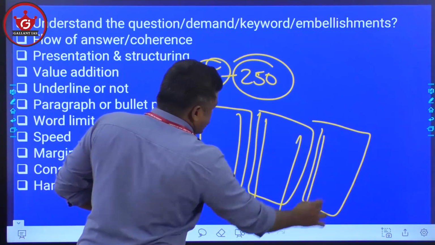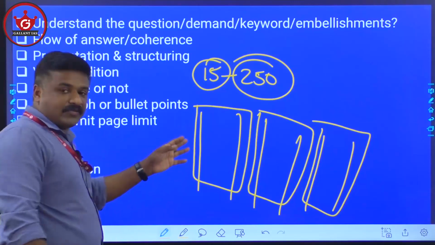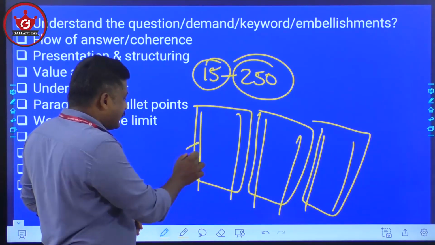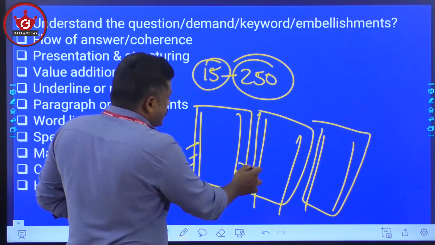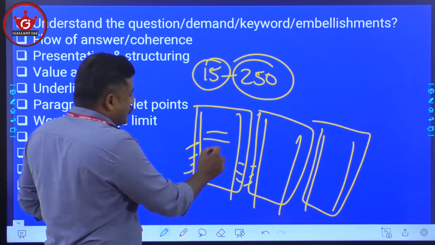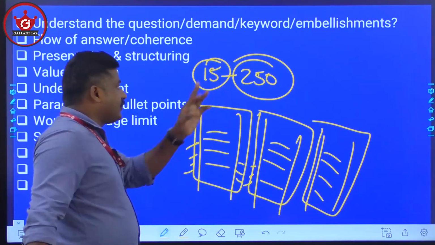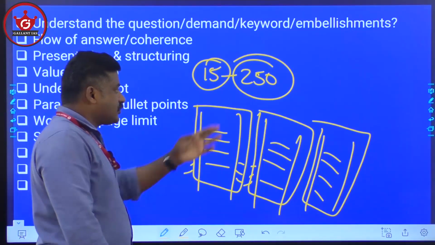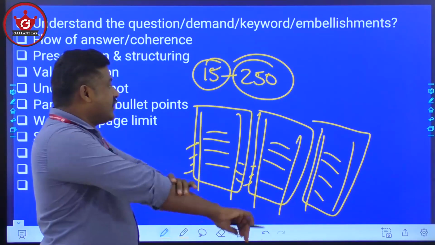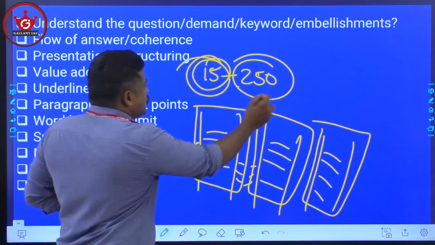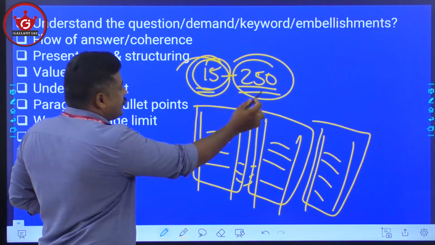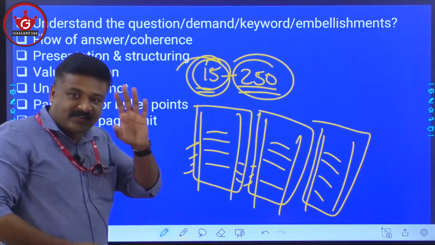UPSC always gives that double margin. Don't write anything in the margin. This is for the examiner to write the marks and feedback. Here you have to write the content. So if it is a 15 marker, it is 250 words, not 250 marks, 250 words. If it is a 15 marker question with 250 words, in that scenario, write 3 pages.